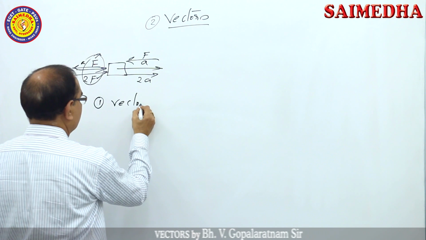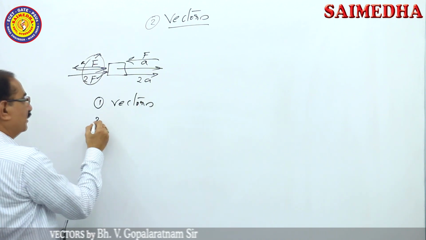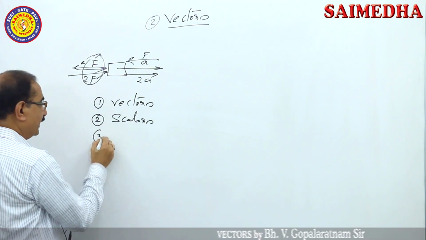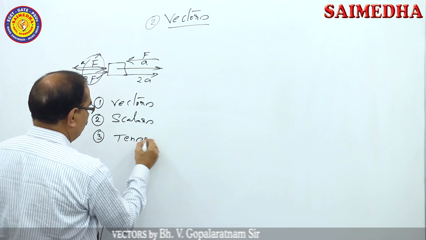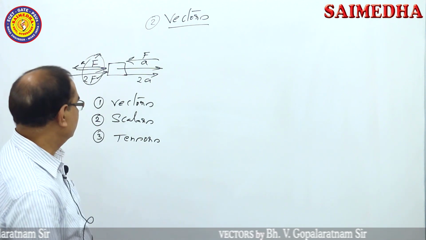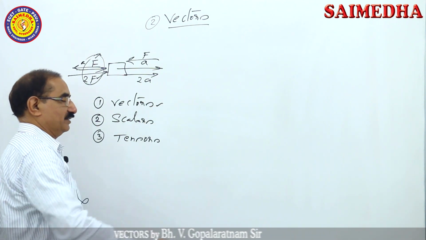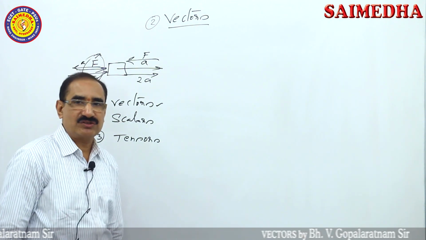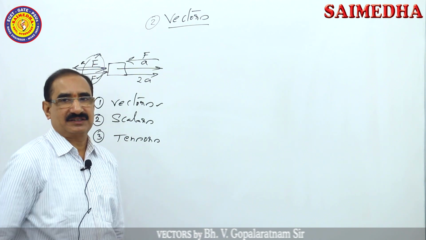called as vectors, scalar physical quantities which are scalars, tensor physical quantities which are called as tensors. Vectors, scalars, tensors. Let us see first one, vectors. Vectors means the physical quantities which have both magnitude and direction are called vectors.